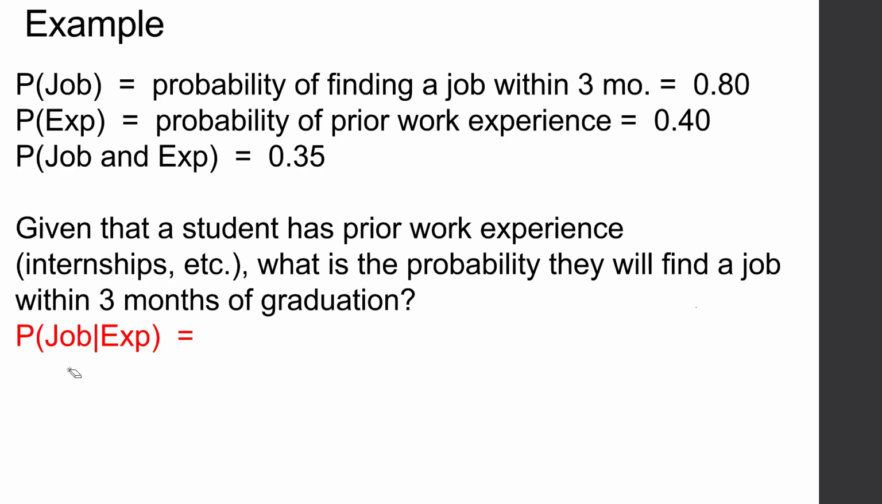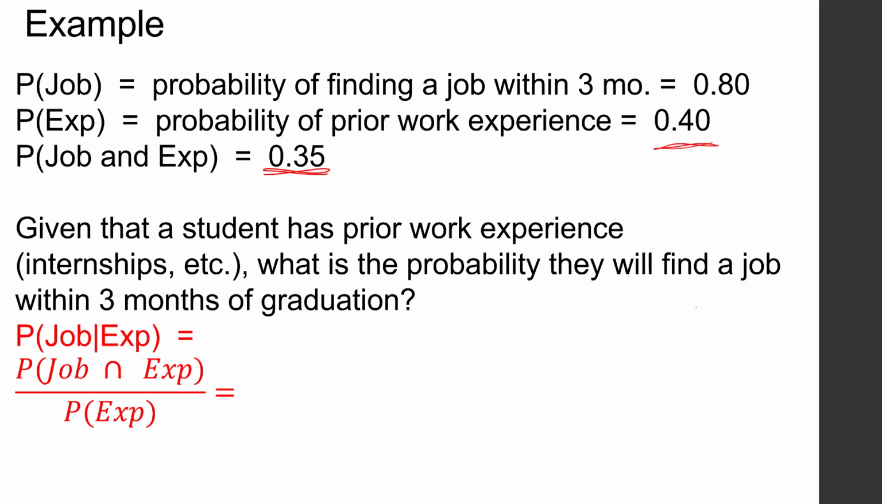And now that we see that conditional probability statement, we know how to solve this, right? That's your little mantra. It's the probability of their intersection divided by the probability of the thing you're conditioning on. So it's the probability of job intersect experience divided by the probability of experience. And we have both of these given in the example above. We have the probability of a job and having experience, that's 0.35, so that's our numerator. And we have the probability of prior experience as 0.4. And so we just fill those in, punch it into a calculator, and get 0.875.